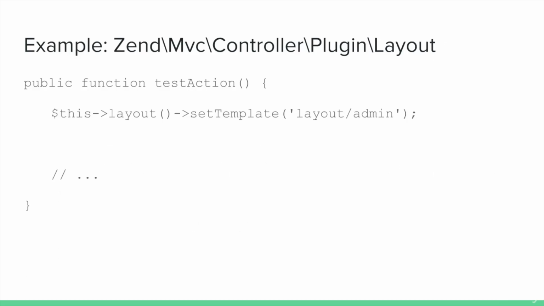The layout plugin enables one to change to a given layout template from within controller actions. In this example, we change to a layout with the name of layout/admin. This can be useful for switching between layouts depending on certain conditions, such as being logged in or not being logged in.